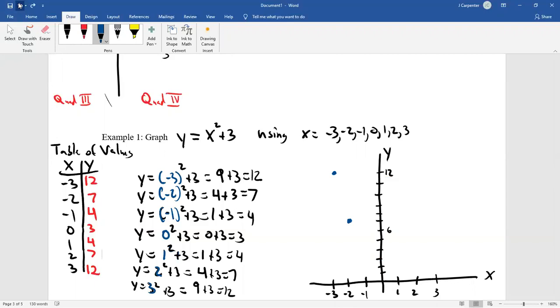Next up, -1, 4, left 1, up 4. Then we have 0, 3. Zeros you have to be careful with. I'm not just going 3 to the right. I'm going 3 up because the 0 is in the x position, so we don't move left or right at all. So left or right, nothing, up 3. Reset to the origin, 1, 4, right 1, up 4. Reset to the origin, 2, 7 is right 2, up 7. Reset to the origin, right 3, up 12.